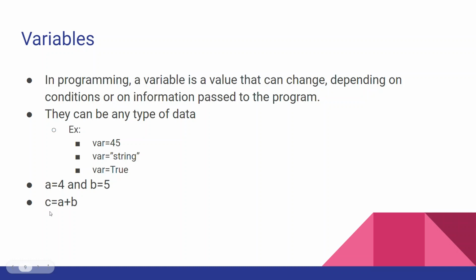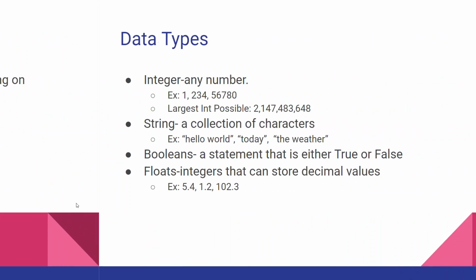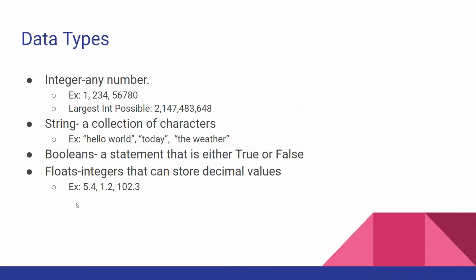Another neat thing about variables is when you want to declare it, which is basically give it a value, we can have it as c equals a plus b. So we know that a equals 4, so we can just treat this as c equals 4 plus b. Then we also know that b equals 5, so we can say c equals 4 plus 5. And we already know what 4 plus 5 is, therefore c equals 9.